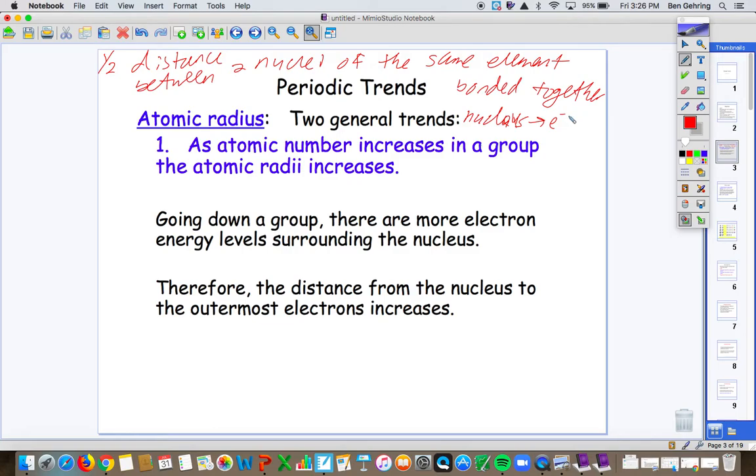The trend for this: it increases in a group. So as you go from top to bottom, your atomic radius goes up. Going down a group, there are more electron energy levels surrounding the nucleus. So if we have hydrogen, hydrogen's got a single electron here. If we go to lithium, which is right below that, we have 2 electrons, then this outermost has 1. You'll notice this circle is smaller than this circle because my radius got bigger. So as you go down a group, there are more electron energy levels, which means it's got a bigger atomic radius. The distance from the nucleus to the outermost electron goes up because you are adding those energy levels.